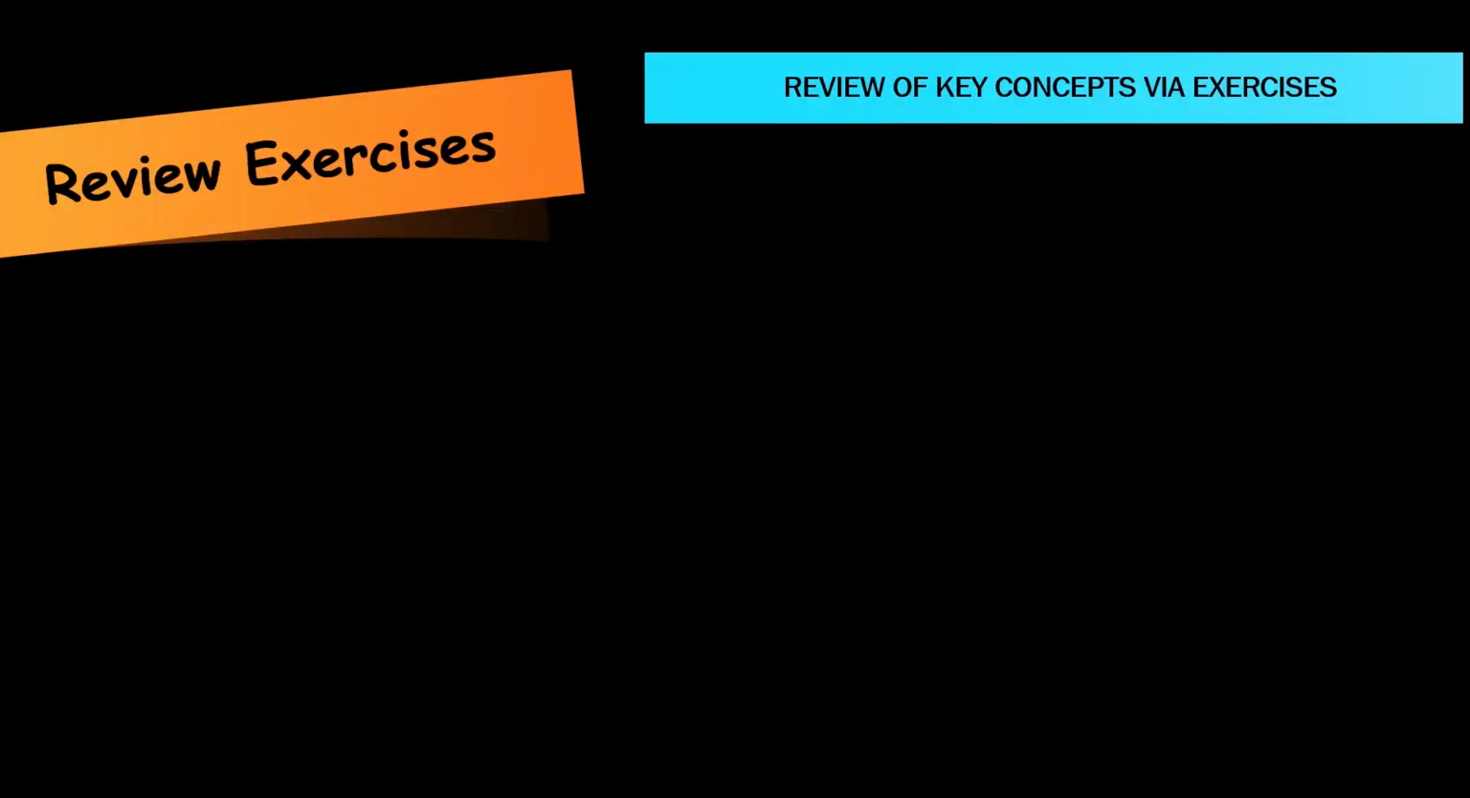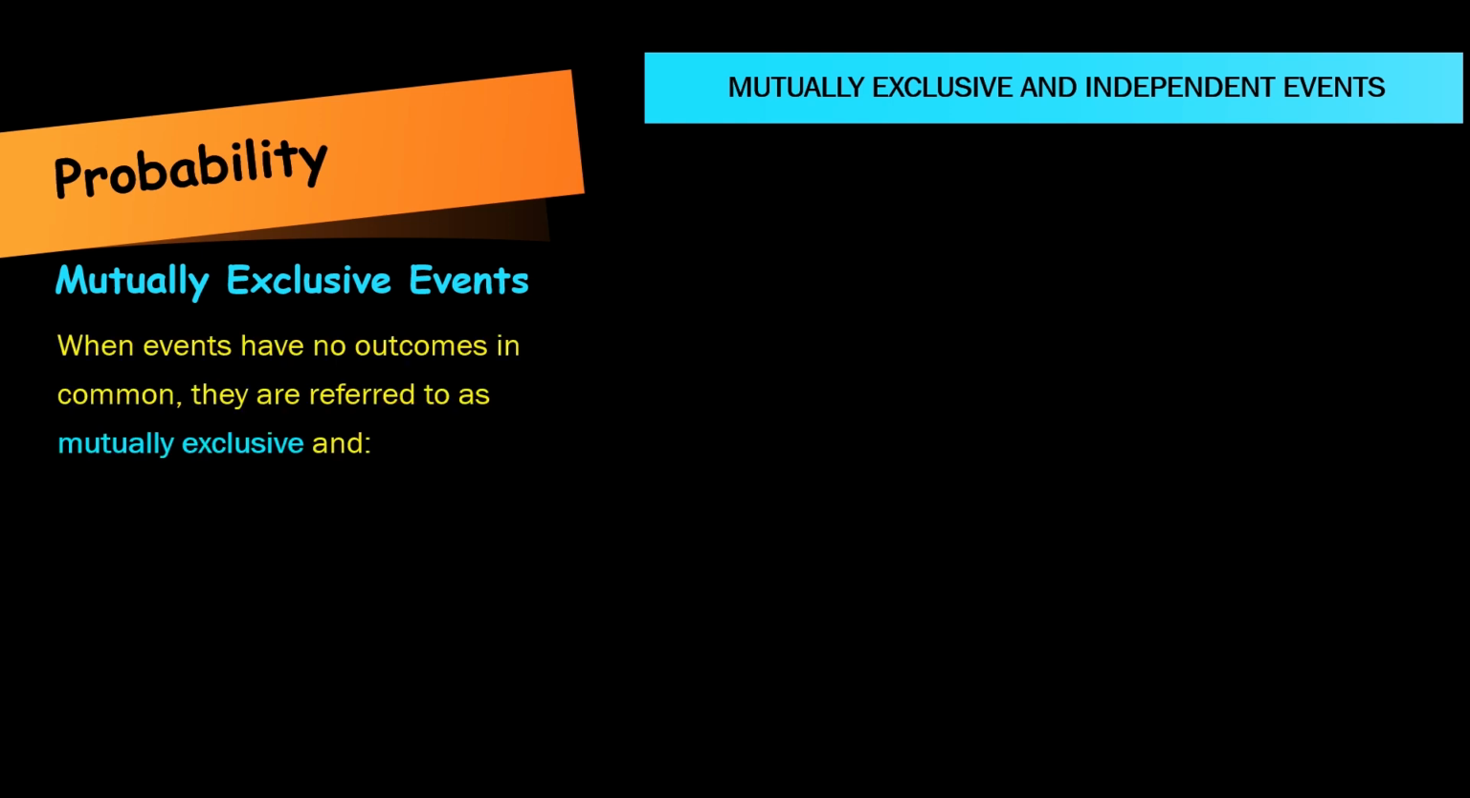Before attempting the first exercise, we're going to take a look at some theory which will help us to solve it. So let's define mutually exclusive events. When events have no outcomes in common, they are referred to as mutually exclusive. And we also have that the probability of A or B occurring is probability of A plus probability of B.